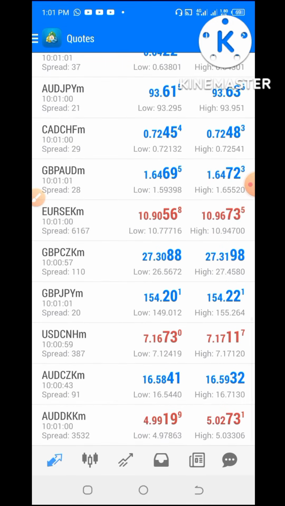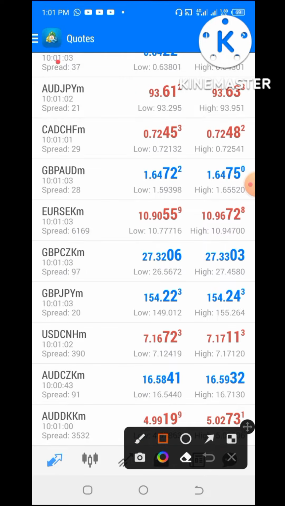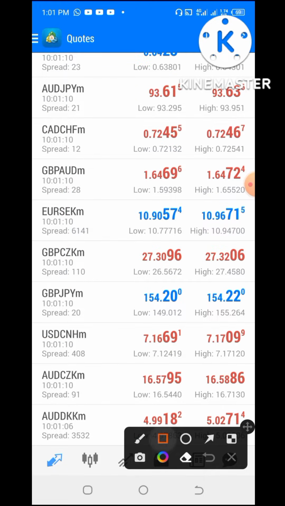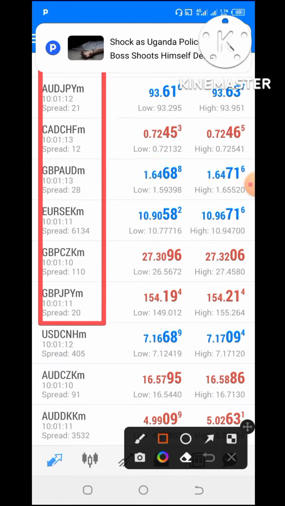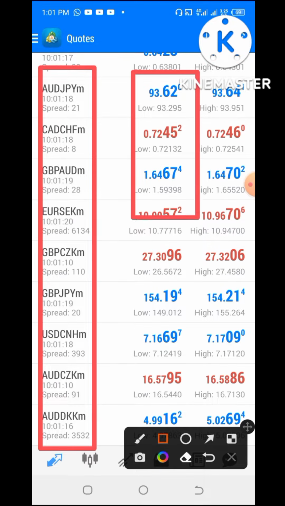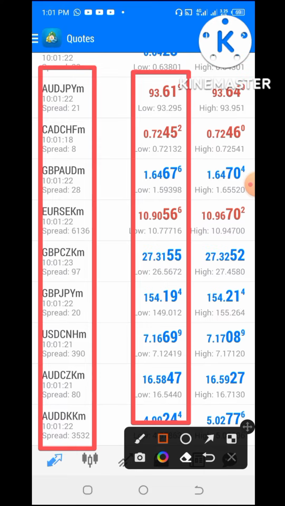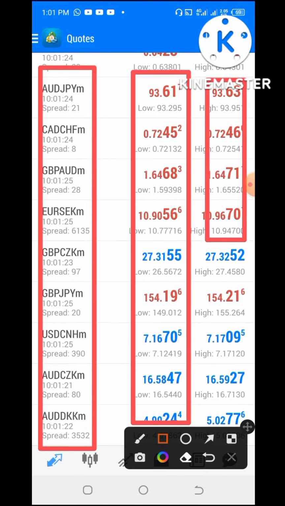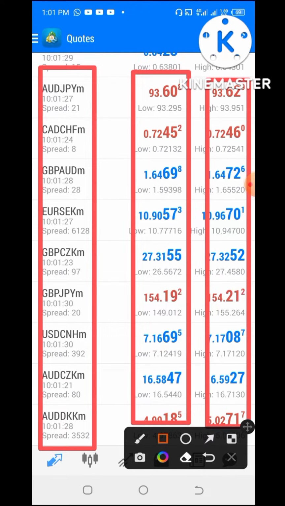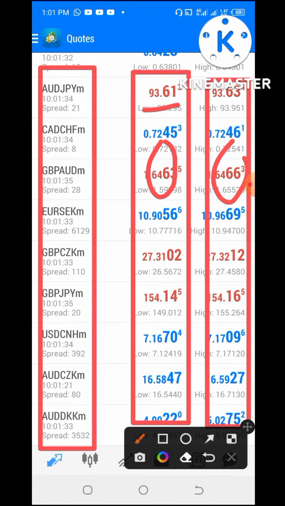Okay, all this is our currency pairs. Now, if these are currency pairs, then this is what we call our bid price, and this is what we call our ask price. You can see that if you look at these points here, these are the bid price and the ask price.